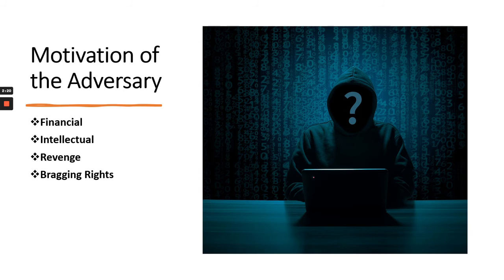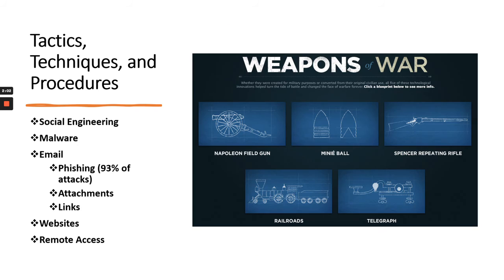Okay, so the motivation of our adversary, and we kind of touched on that, right? So financial, they're trying to get financial gain. They're trying to steal intellectual property. They might even want to get revenge on us, and that kind of goes back to the whole disgruntled employee thing. And of course, with the script kiddies, they're looking for bragging rights.